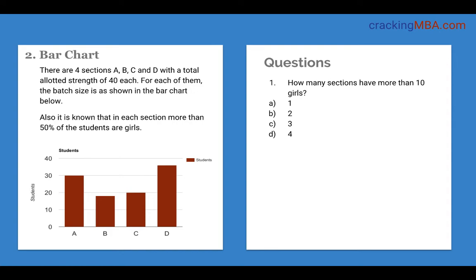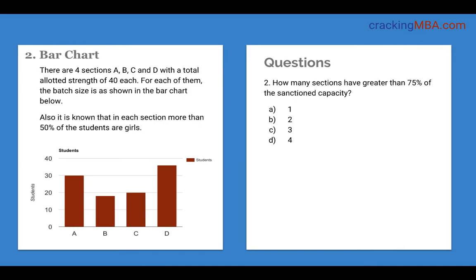So the first question is, how many sections have more than 10 girls? Now, we just know the total number of students, but we don't have the exact details of the girls. But based on the fact given that there are at least 50% girls, we can arrive at an answer. To have more than 10 girls, we must have at least 20 or more students in that class, because 50% are girls. So how many of them have more than 20? The only ones that match are section A and section D, because they have more than 20 students in those sections. So the answer is 2, which is B.